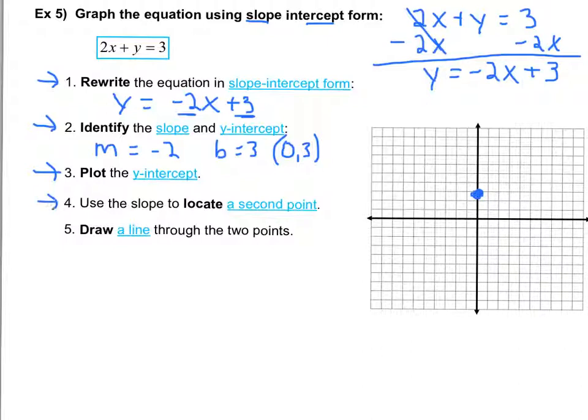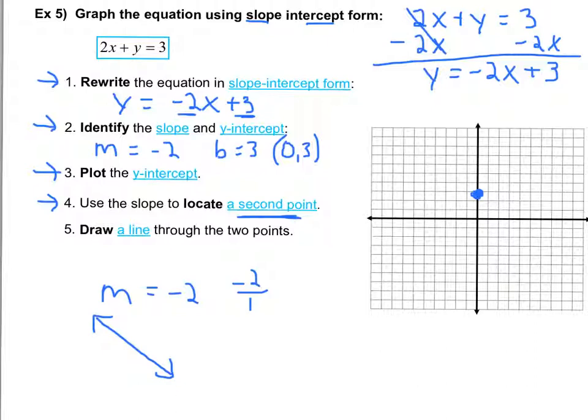Then the next step is to use the slope to locate a second point. So I know that I have a slope of negative 2. That means it's negative 2 over 1, which is rise over run. And the slope is negative, so that means it's a downhill line. So it's going to go downhill.